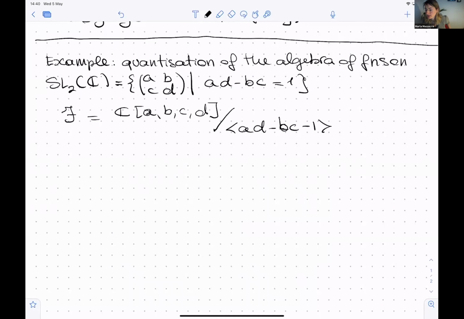Okay. And now I would like to quantize this object. The main point is that before I quantize, we have that, for example, AB and BA are the same. We are thinking about this A, B, C, D being numbers.